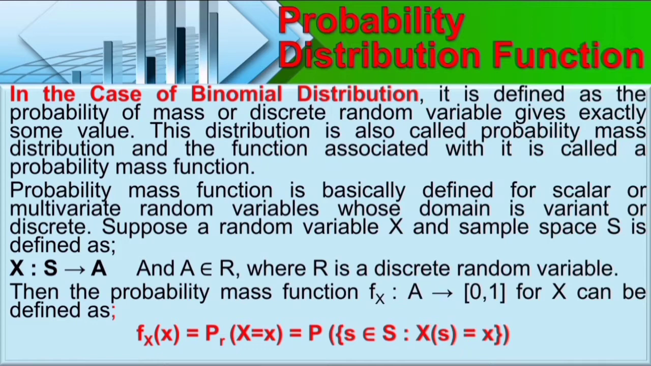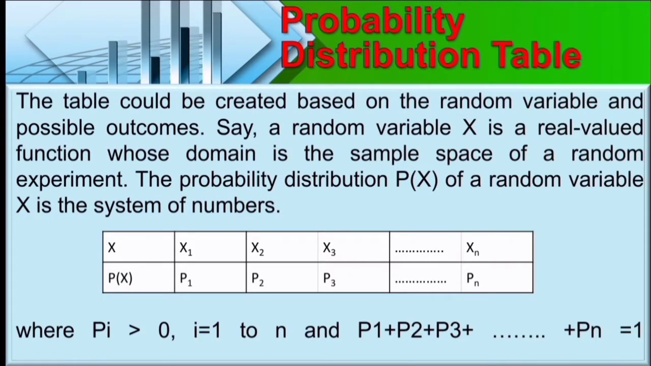Suppose a random variable X and sample space S is defined as X is proportionate to S to A, and A is a member of R, where R is a discrete random variable, then the probability mass function f(x) is proportionate to A, which is 0 and 1, for X can be defined as follows. Probability distribution table. The table could be created based on the random variable and possible outcomes.